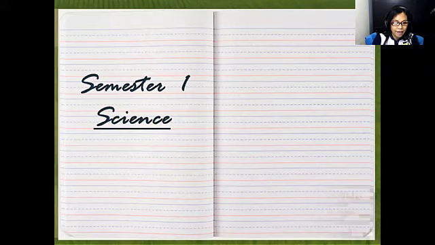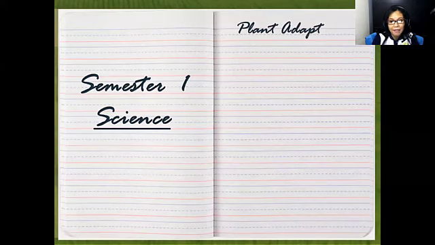All right. So, if you have a notebook, I want you to get one and open to page 1. And then you're going to write semester 1 and the subject is science. And then on the next page, write plant adaptation vocabulary and list down the words.